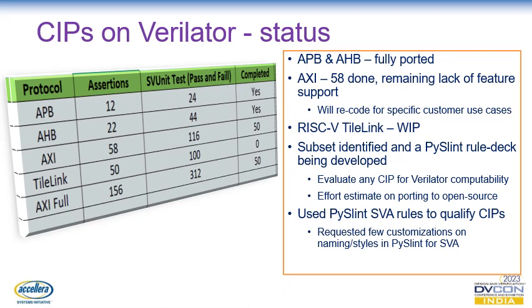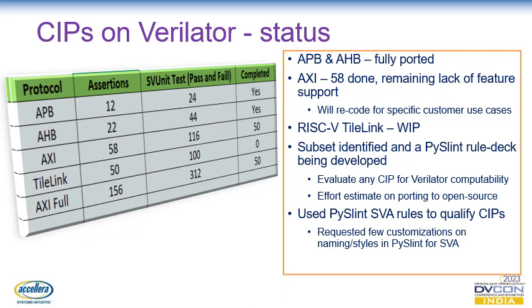Essentially, you see the number of assertions and the number of unit tests, and in general, for every assertion, you have two tests, a pass and a fail. Hence, if you have 12 assertions for APB, you have 24 SV unit tests, and we have completed as much as possible, and it's all there on the web.